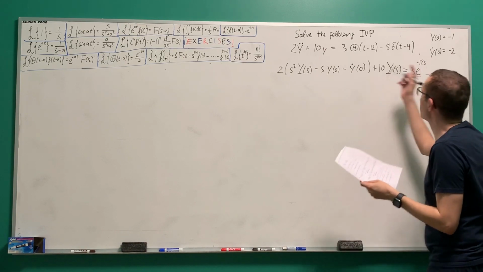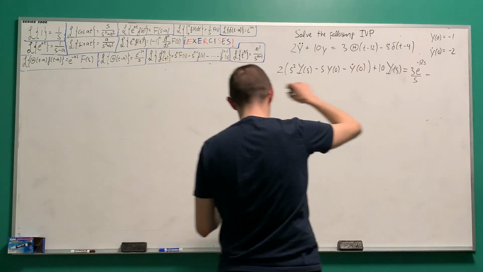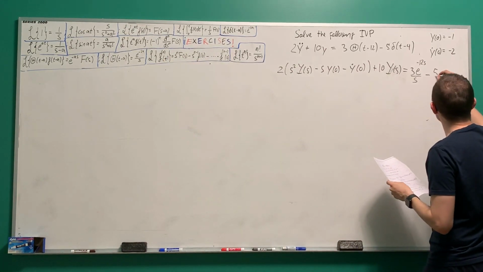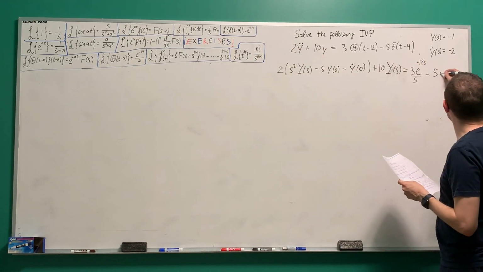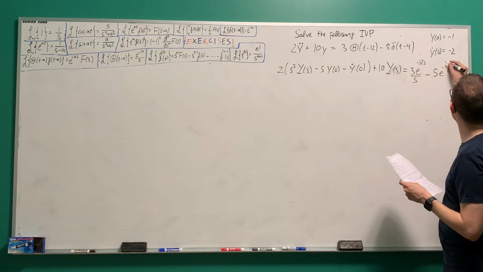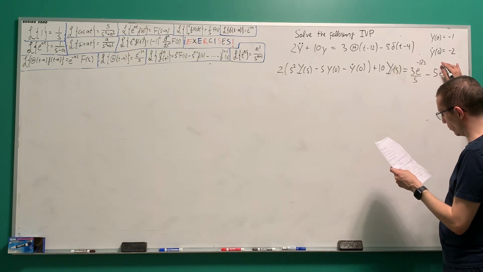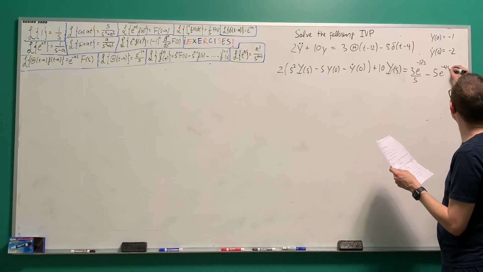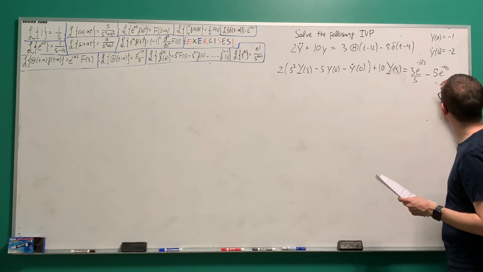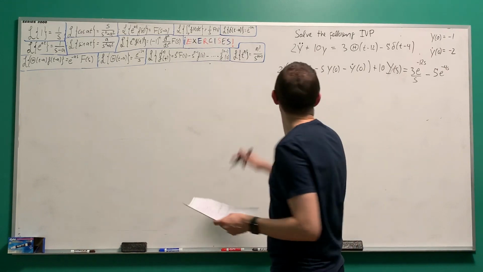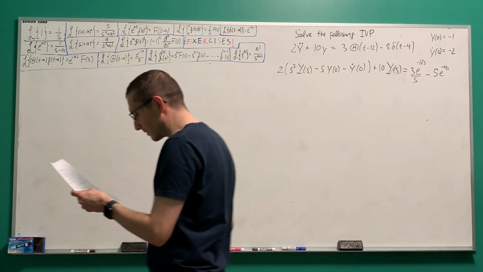And then minus, well, 5 times the Laplace transform of the delta, which is just e to the minus s a. So this is e to the minus 4s. Sorry, e to the minus 4s. All right, not 45, 4s. Wonderful. I just did the Laplace transform of this.